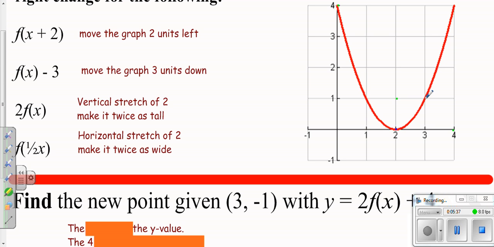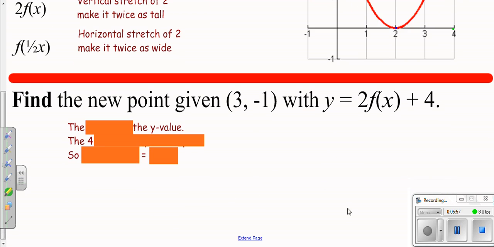Here, all we're doing, since it's horizontal, is affecting the x's. We take our 3, 1 point right here. You'd have to double the x values, so it'd take you over to 6, still at a height of 1. And then you could draw in your new parabola going through these points.